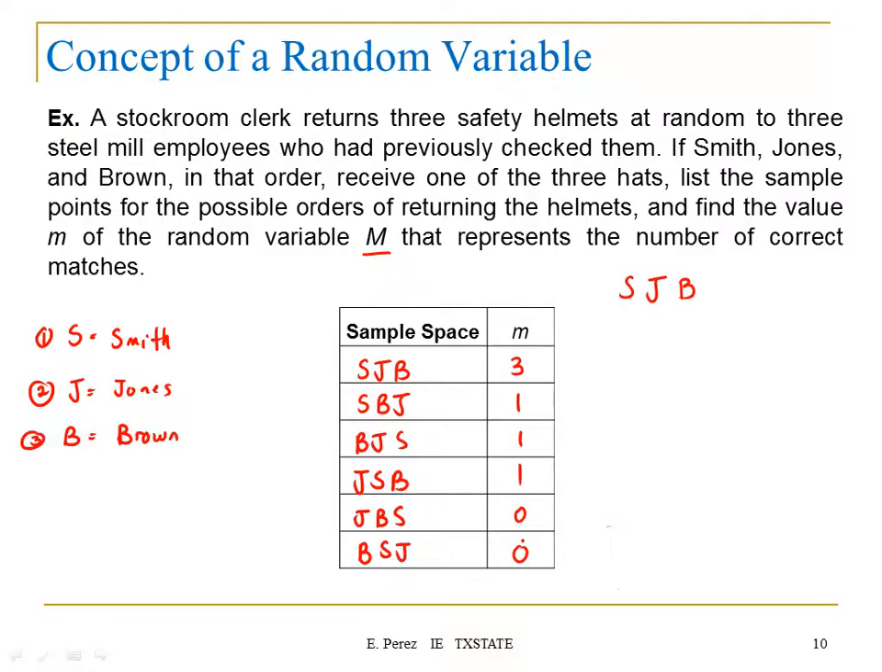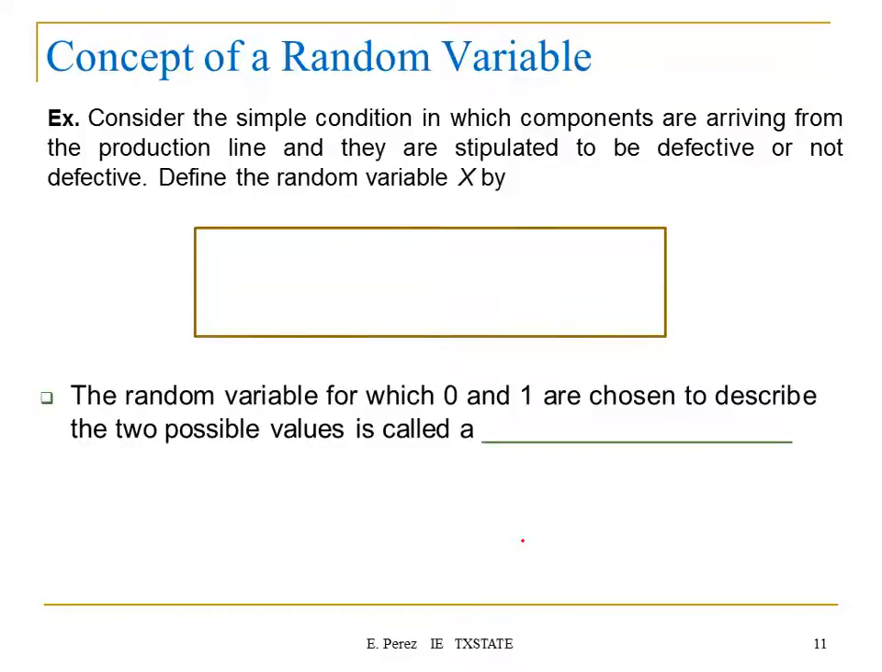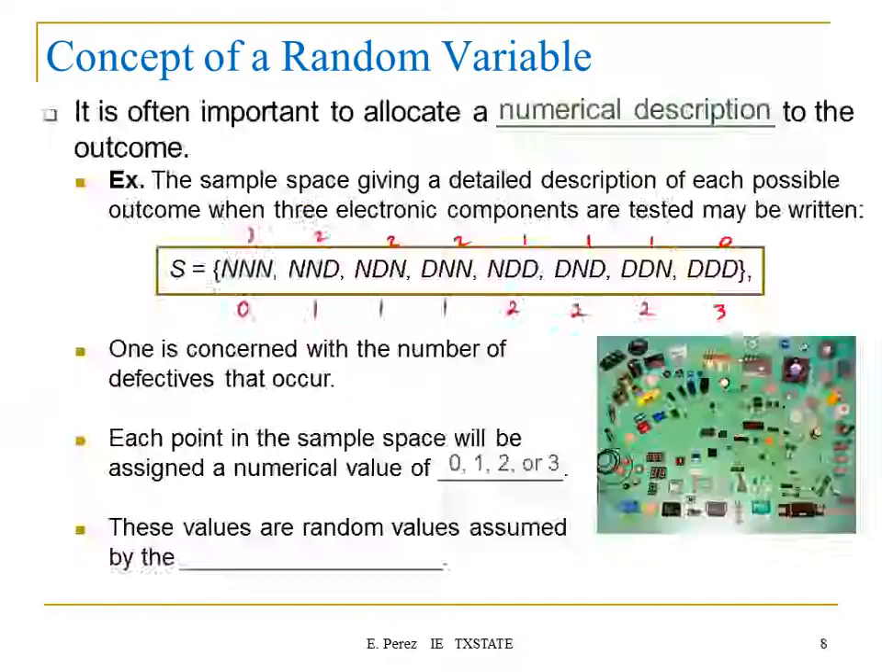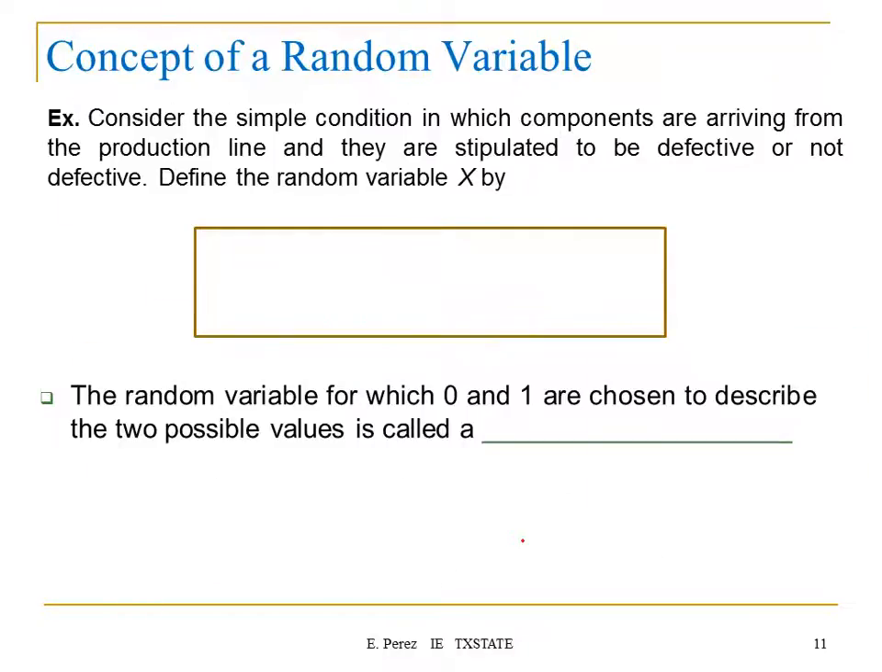Now we have another example. Consider the simple condition in which components are arriving from the production line, and they are stipulated to be defective or non-defective. So if you were to define a random variable for such a process, you only have two possible outcomes, defective or non-defective. One way to represent that using a number is using binary. So if it is defective, you can use a 1, and if non-defective, you can use a 0.